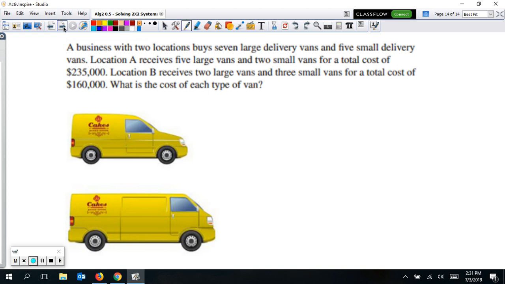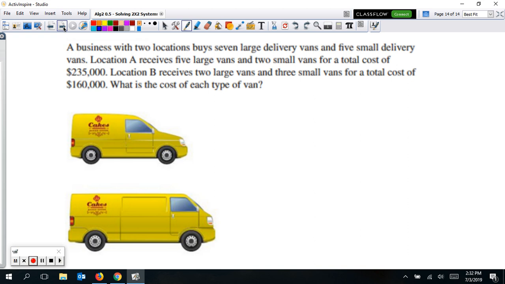A business with 2 locations buys 7 large delivery vans and 5 small delivery vans. Location A receives 5 large vans and 2 small vans for a total cost of $235,000. Location B receives 2 large vans and 3 small vans for a total cost of $160,000. Question, only one question here: what is the cost of each type of van?